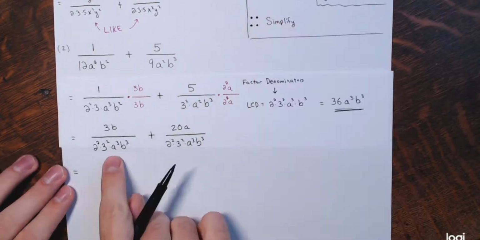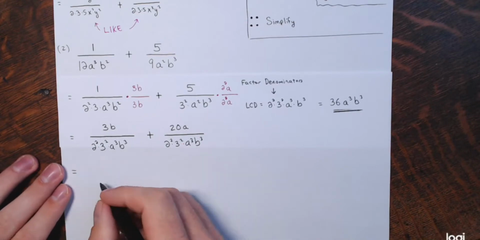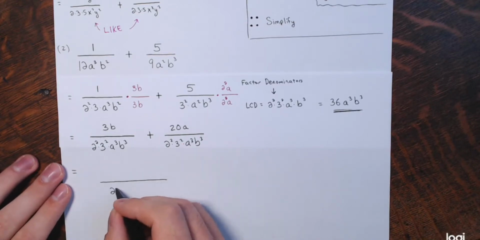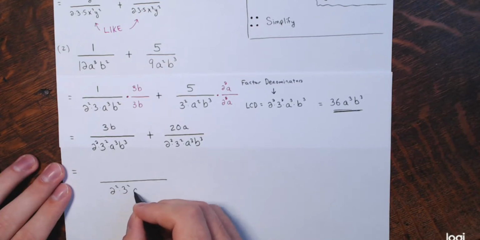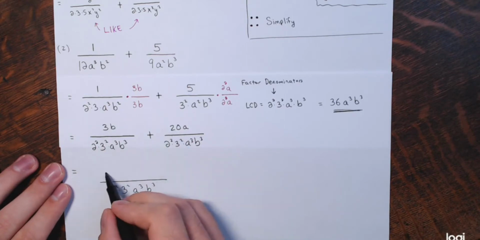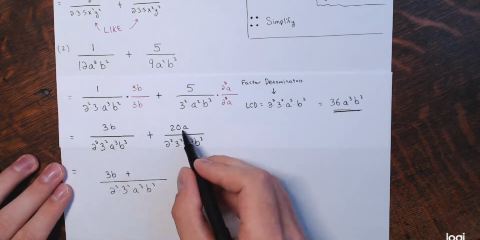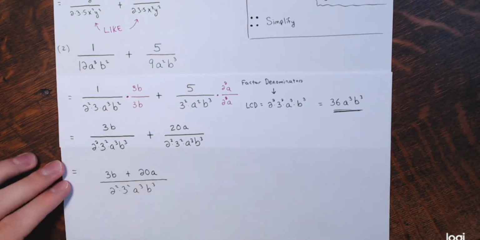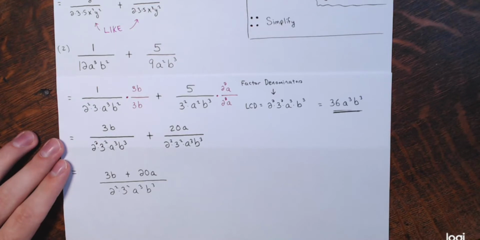And now that they have the same denominator, I can put it together. We can add them. The LCD will be the denominator of the sum, 2 squared times 3 squared times a cubed times b cubed. And then I'm just combining the numerators. The first numerator plus the second numerator. And then we try simplifying. Well, the numerator doesn't factor any further. 3b plus 20a, there's no common factor to pull out. So that's its own factor, and I'm not seeing a factor of 3b plus 20a down here. So nothing cancels. This is it.